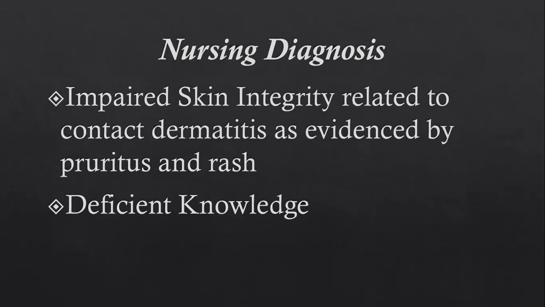Yes, so the actual thing has 3 parts. If you're doing a risk for it, it only has 2. So if you're saying the person has impaired skin integrity, what is that related to? It's related to their contact dermatitis, as evidenced by they're itching and they have a rash. That's how I know it's impaired. Does that make it a little better?